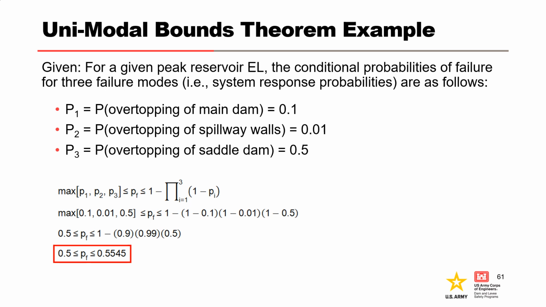From this example, you can see that the probability will be somewhere between 0.5 and 0.55. The difference is small because P3 is so much larger than the other potential failure modes. But if those probabilities had all been similar, the spread between the bounds would increase.